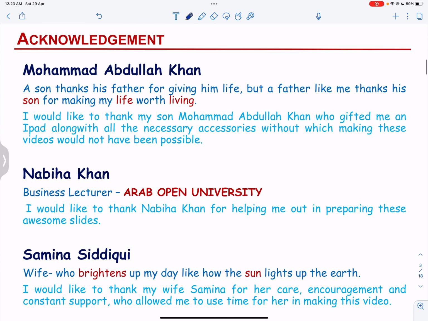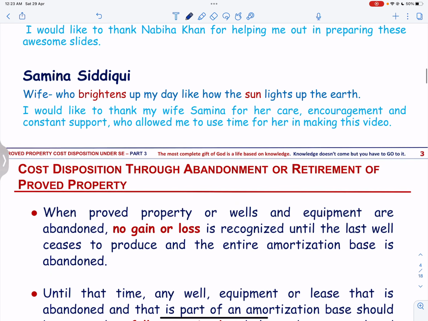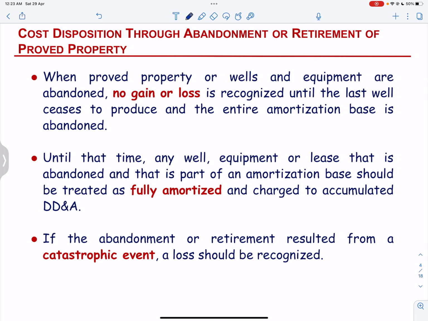So let us start with the cost disposition through abandonment or retirement of proved property. No gains or losses are recognized if an individual well or an individual item of equipment or a single lease of a group of proved properties are abandoned until the last well ceases to produce and the entire amortization base is abandoned. Till that time, any well or item of equipment or lease that is abandoned is a part of an amortization base and should be treated as fully amortized and charged to accumulated DD&A.